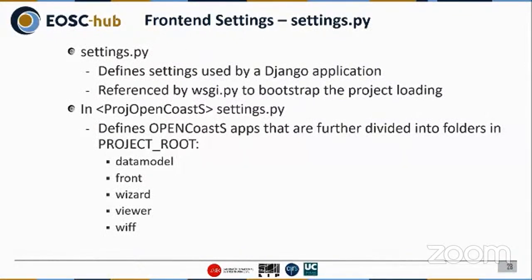In settings.py, we have the settings definitions used by a Django application. This file is referenced by wsgi.py to bootstrap the project loading. In Proj OpenCoast settings.py, we have the definitions of OpenCoast's project. And also it defines the OpenCoast's apps that are further divided into folders in project root, which include the data model app, the front app, wizard app, viewer app, and with app.